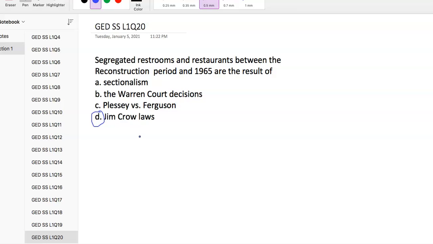Plessy v. Ferguson, which was in 1896, which we just talked about, was a landmark constitutional law case. So you want to kind of have that phrase in your mind if possible. Plessy v. Ferguson, it's a constitutional law case, very famous. And that it upheld the doctrine of separate but equal, right? So whenever you see Plessy v. Ferguson, if you can be thinking Supreme Court case, separate but equal, right? If you can be thinking that, you're in good shape.